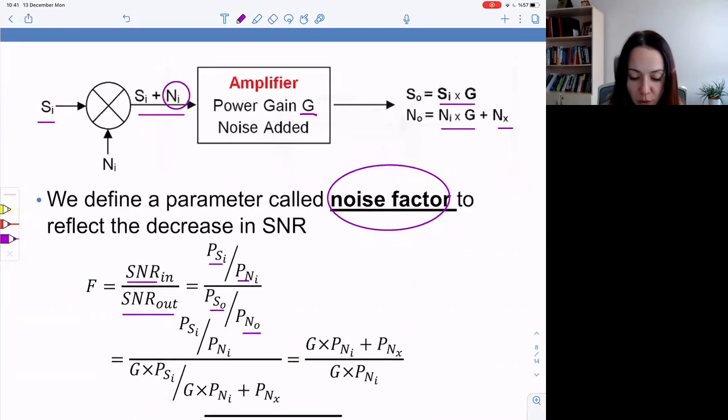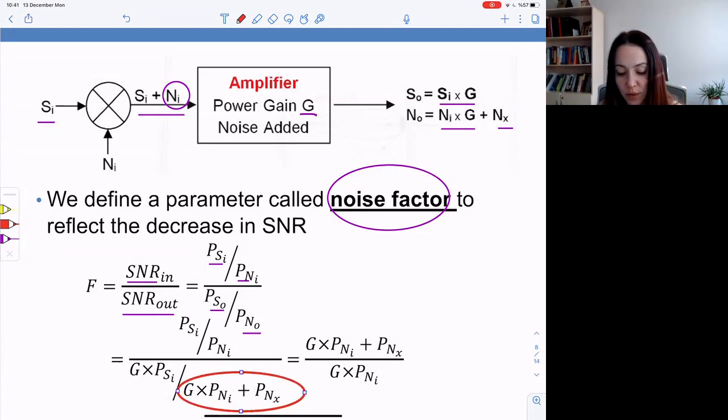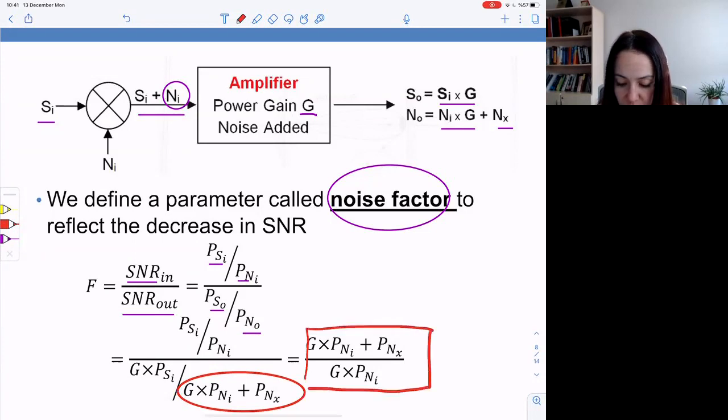The total output noise power from this model is given by the amplifier gain times the input noise power plus the additional noise power. Okay, so we have G times Pni plus Pnx, divided by G times Pni. Okay, it's just a simple calculation.